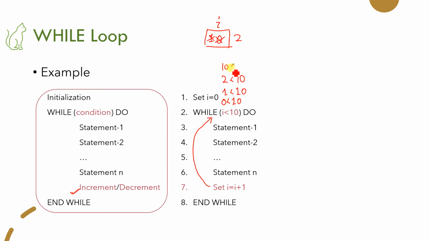When 10 is less than 10 is reached, that time the condition becomes false and this will stop the execution, and when the execution stops it comes out of the loop.